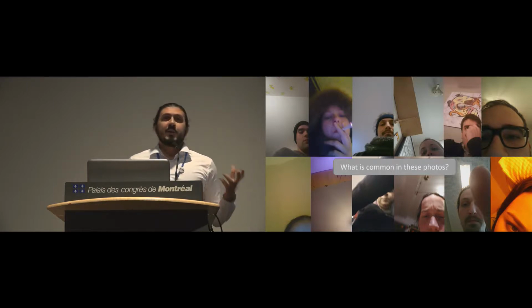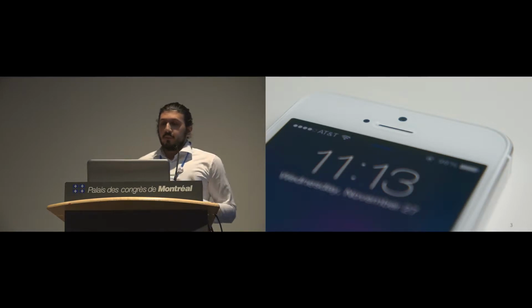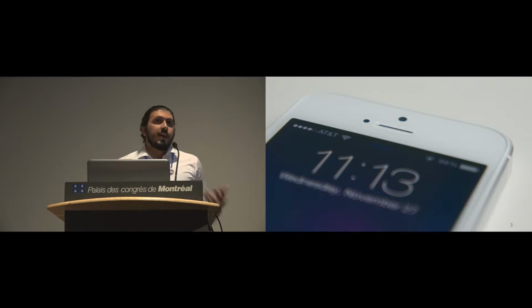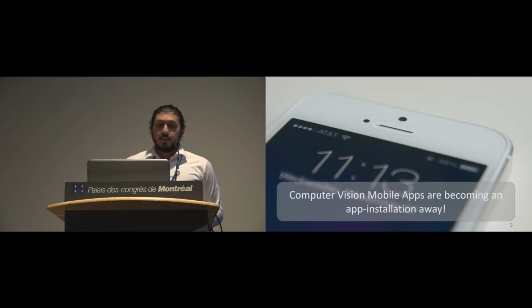So the thing is, all of these photos are taken from the front-facing camera of mobile phones used in the wild, so in daily scenarios. Front-facing cameras have come a long way since they were first introduced in smartphones. And we now have very high-resolution cameras and even depth cameras, like for example in the iPhone 10. We also have the necessary processing power to carry out highly complex computer vision tasks, such as face detection, eye tracking, and this allows for a whole new range of mobile apps that employ computer vision directly on the phone without any kind of modifications. So they're becoming an app installation away, basically.